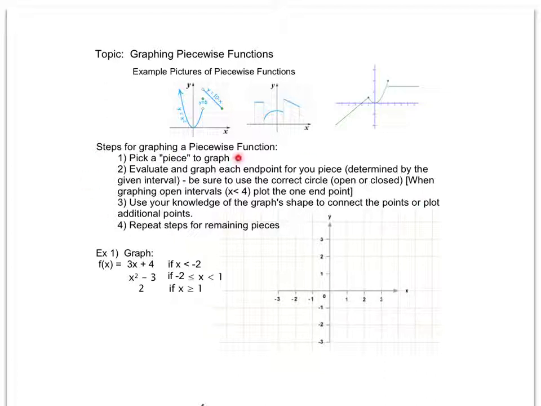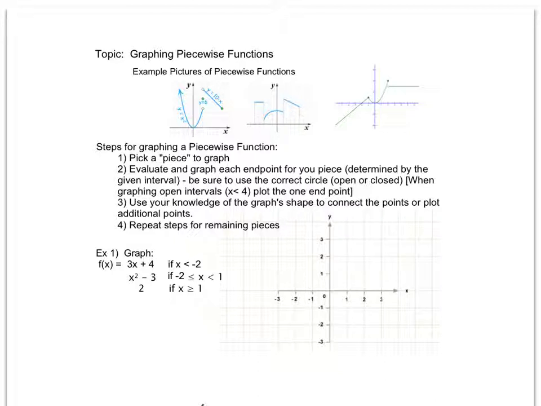Here are the steps for graphing a piecewise function. The first thing we're going to do is take our piecewise function, whether it's composed of 2, 3, 4, 5, however many pieces, and pick a piece to graph. Once we do that, we evaluate and graph each endpoint determined by the inequality or interval given. We always want to make sure we use the right circle: open if it's not included, closed if it's greater than or equal to, or when we have brackets or parentheses, open with parentheses, closed with brackets.